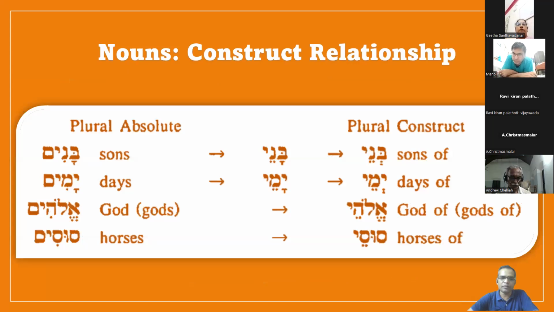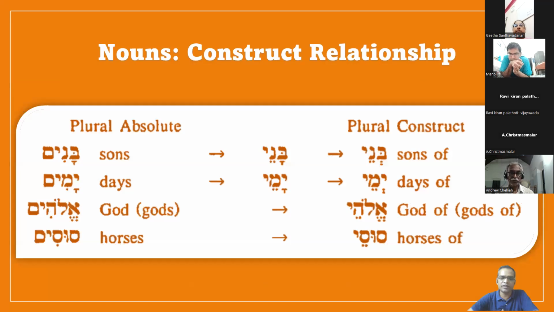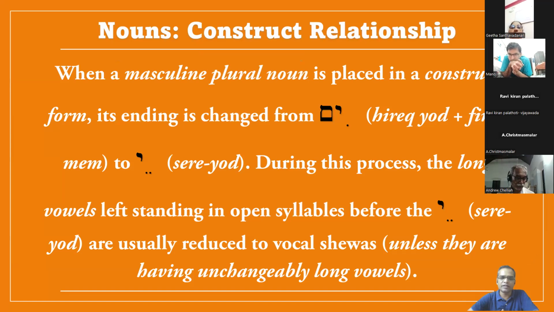Banim. Okay, so banim is the absolute form, the plural noun from ben. So according to the rules, this will become hirak yod, and the final mem will be replaced with sere yod. So initially it becomes bane. So the long vowel is left standing in an open syllable. Here, the kamets under ba is standing in an open syllable, which is a long vowel. In that case, it is reduced to simple vocal shiva.